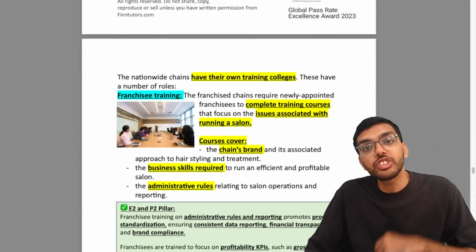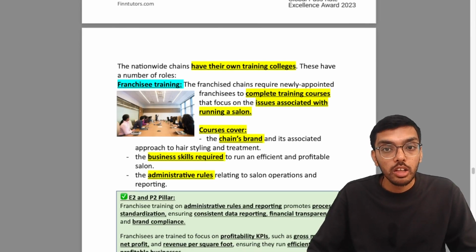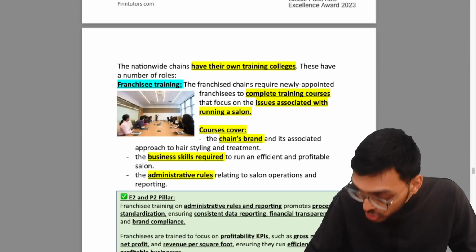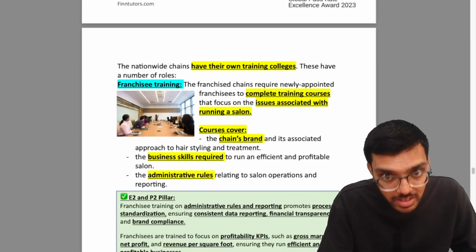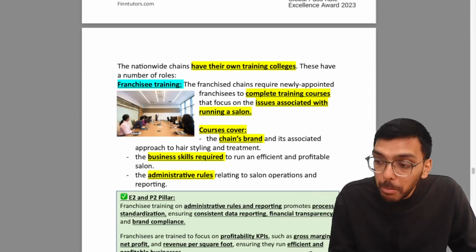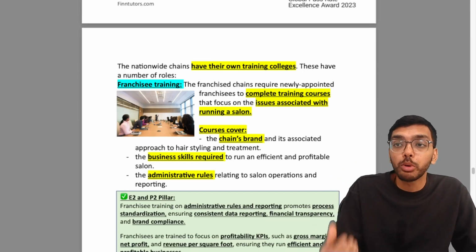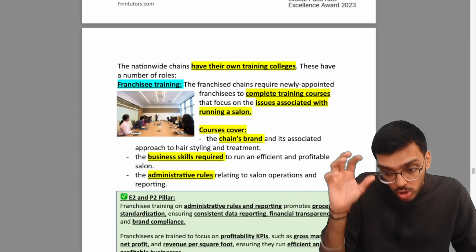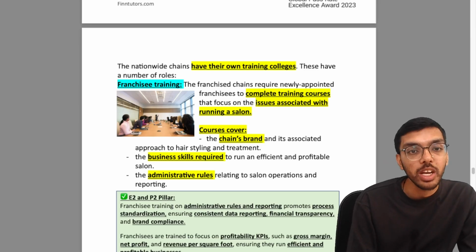The nationwide chains have their own training colleges as well. So again, change in business model. The change was first you owned, then you franchised. Now the third part of your business model is having your own training college, so providing training as well. This is not outsourced. You have your own training college as well. So these have a number of roles.